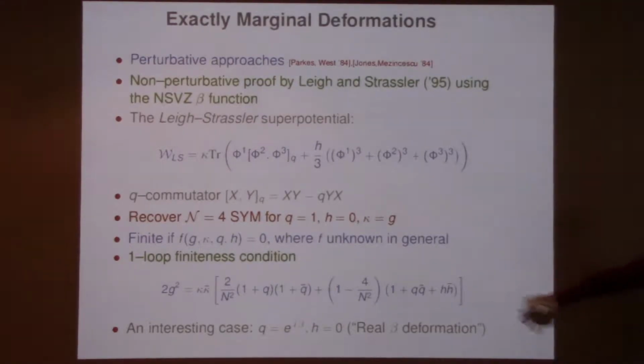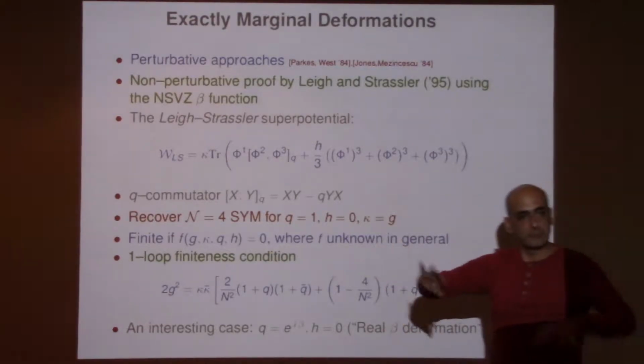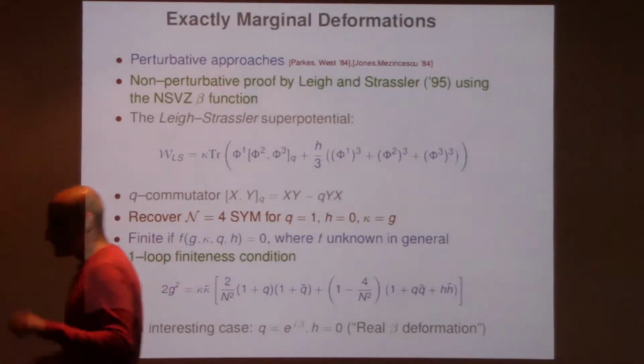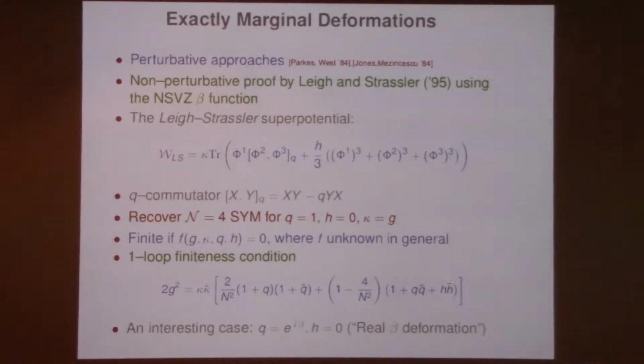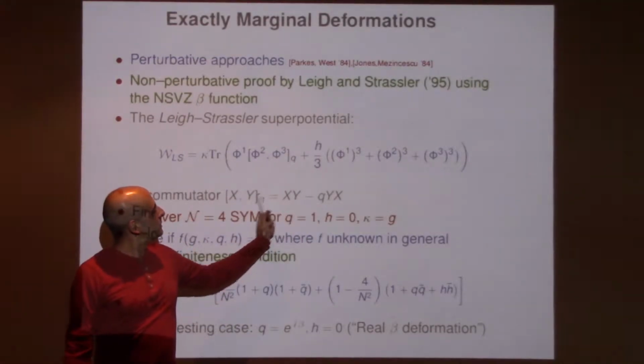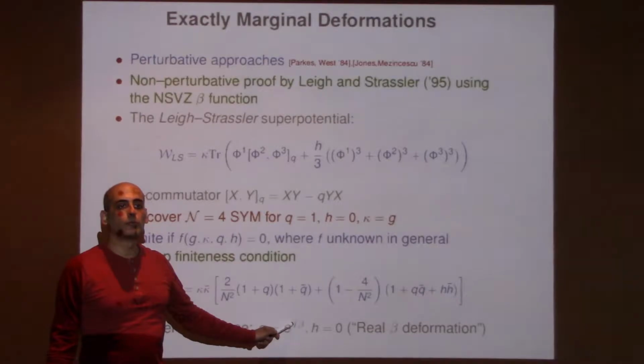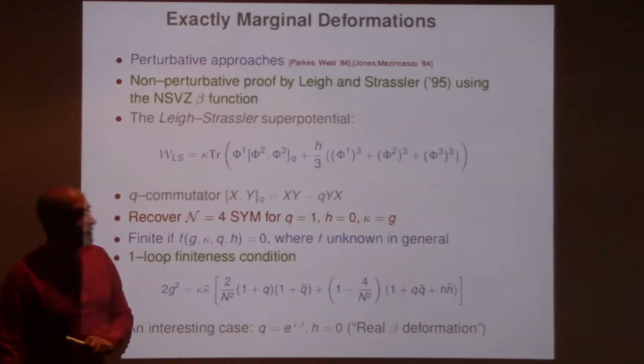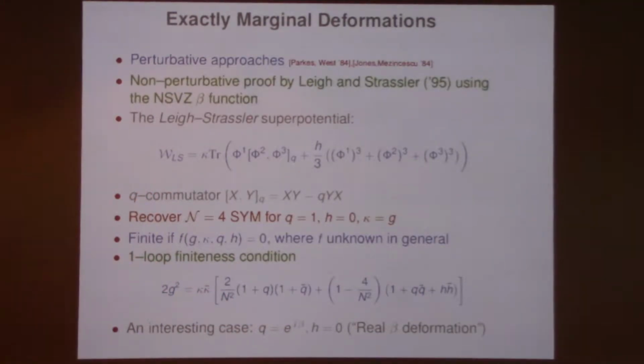And okay, just to show that this can be made concrete, this is the finiteness condition to one loop. There are results known to slightly higher loops, but we would really like to know this function at all loops if possible. That guarantees exact conformal invariance, but it's not currently known. An interesting case, which will come up often, is when q, this parameter that appears here in this q commutator, is just a phase, e to the i beta. I'm not sure how visible it is down here. But that is known as the real beta deformation.